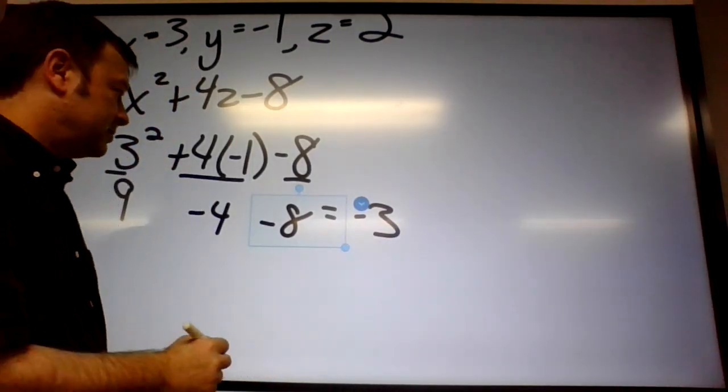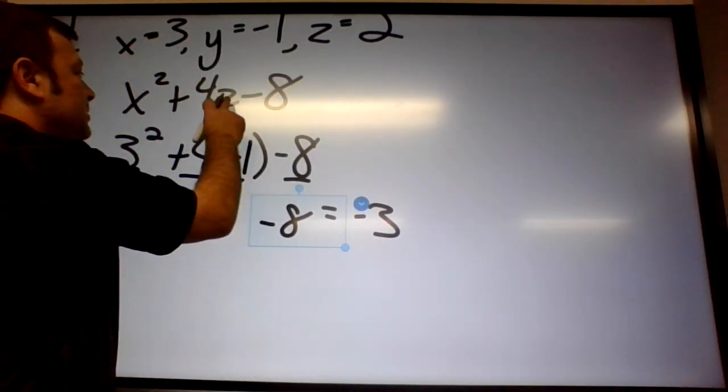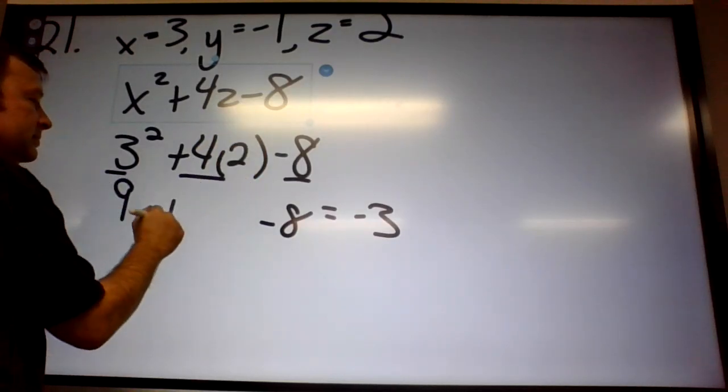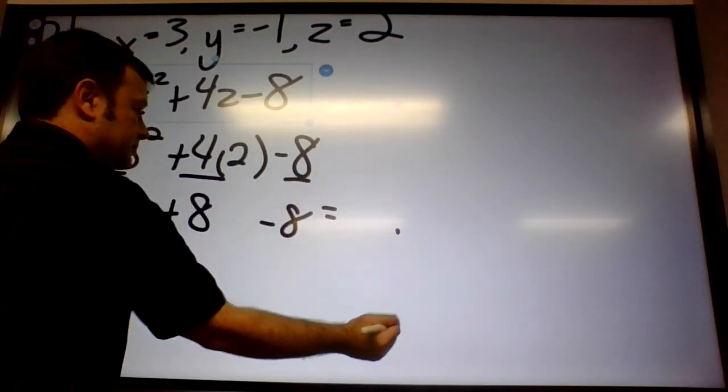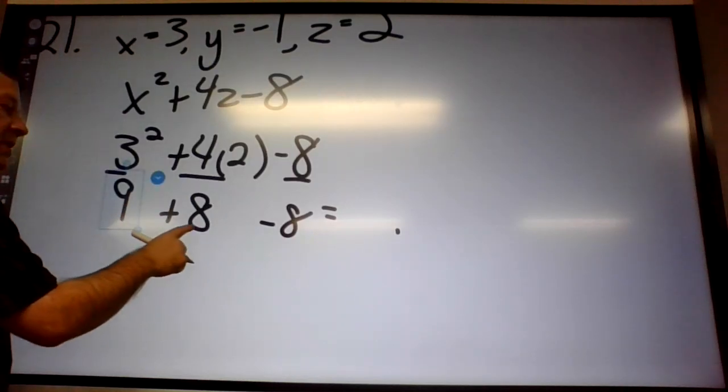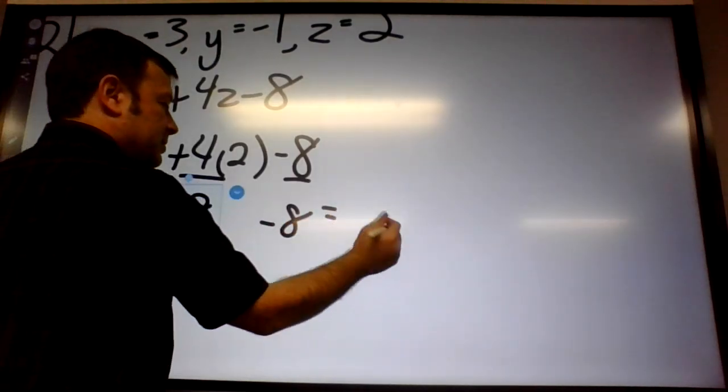Wait, something's wrong. You plugged in -1 instead of... Oh, I plugged y in for z. Alright. Now we're good? 9 plus 8 is 17, minus 8, 9.